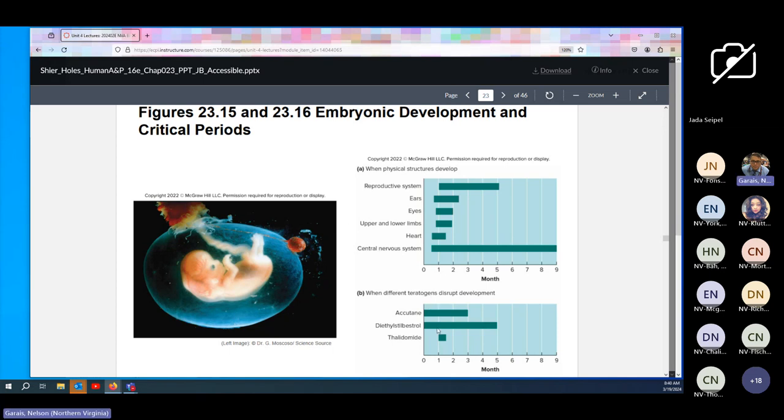Now, you see these teratogens? Look where they affect things. Week zero through month two, they can easily mess with anything. And Accutane, diethylstilbestrol, very popular. But thalidomide in the 70s, look at that. Messes exactly with the upper and lower limbs.